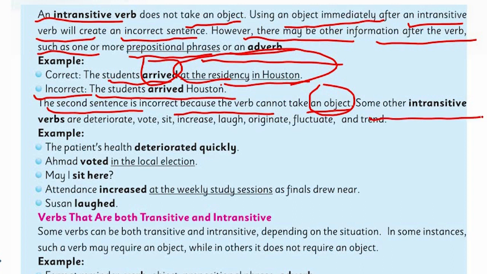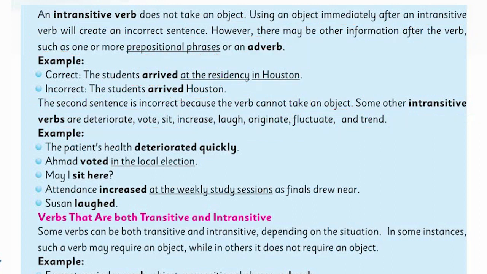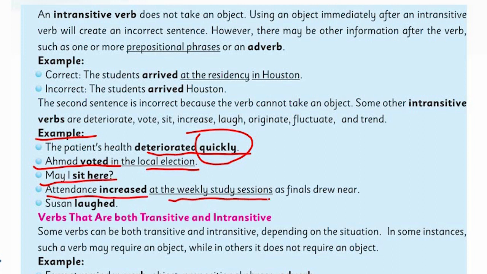Some other intransitive verbs are deteriorate, vote, sit, increase, laugh, originate, fluctuate, and trend. The examples are, the patient's health deteriorated quickly. What is quickly? It is an adverb of manner, telling how the patient's health deteriorated. It deteriorated quickly. Ahmad voted in the local election. May I sit here? Attendance increased at the weekly study session as the final review neared.